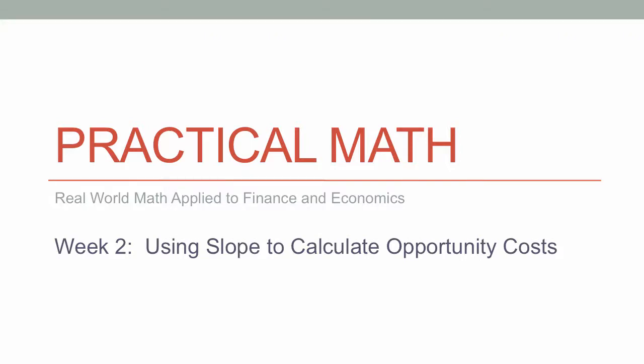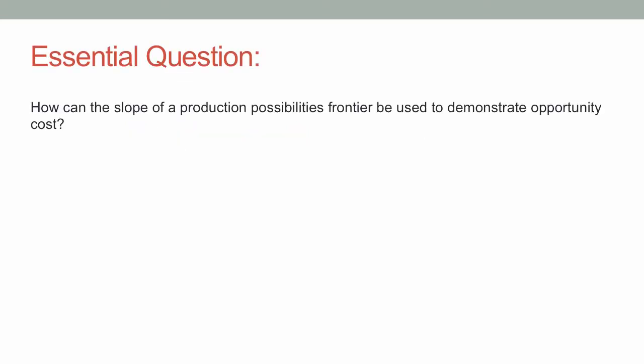Welcome to week 2 for Practical Math B, using slope to calculate opportunity costs. So here's our essential question for week 2. How can the slope of a production possibilities frontier be used to demonstrate opportunity cost?